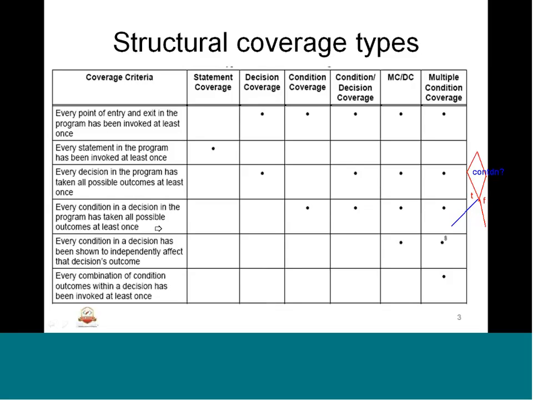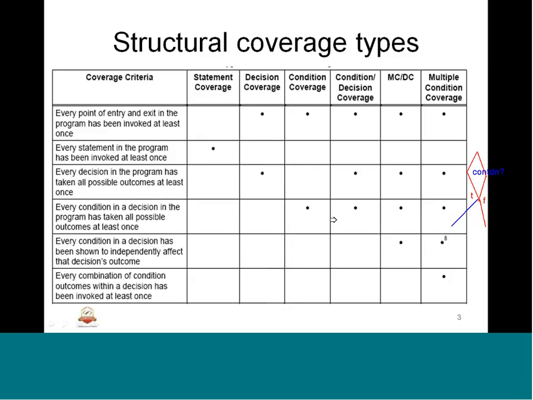The next one is every condition in a decision in the program has taken all possible outcomes at least once. That means the conditions that have come out in the decision should have taken whatever the possible outcomes it yields. So that will be taken in the condition coverage explicitly, along with the condition decision, because we know that the decision is also involved. So the condition coverage, every condition in a decision in the program has taken all possible outcomes at least once; it has to be exercised.